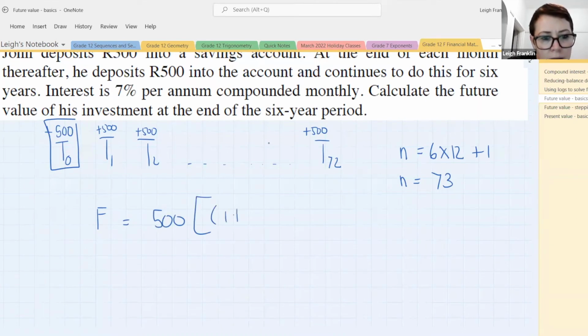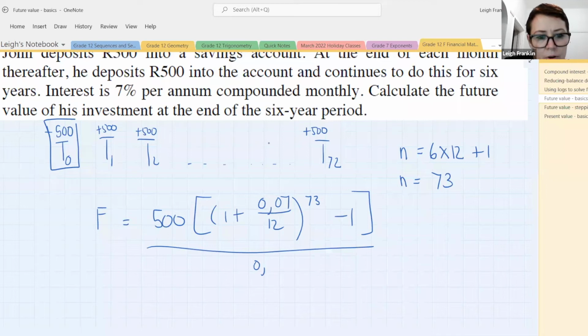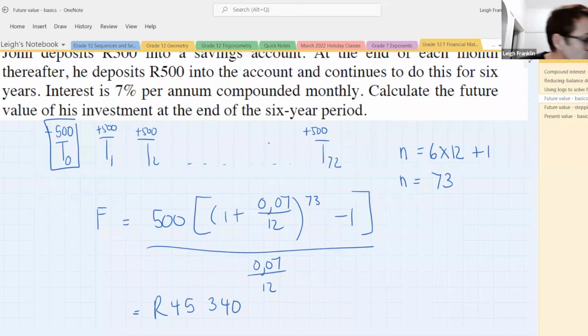So we would have had 1 plus 0,07, be careful about that, compounded monthly, 73 payments. And then all of the 0,07 over 12. I don't know about the rest of you, but I ended up with 45,340 Rand and 52 cents, rounded to 2 decimal places.